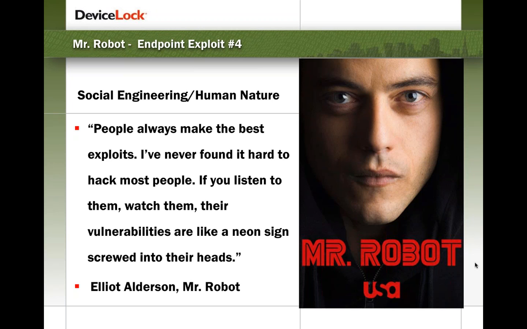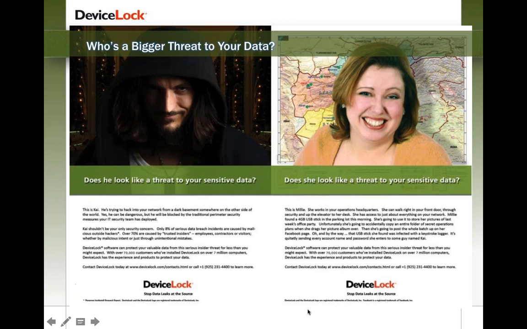Because when we step out of the world of television and really look at how data breaches actually occur out in the real world, we're presented with some very interesting facts. So let's take a quick look here at the two very different kinds of threats.